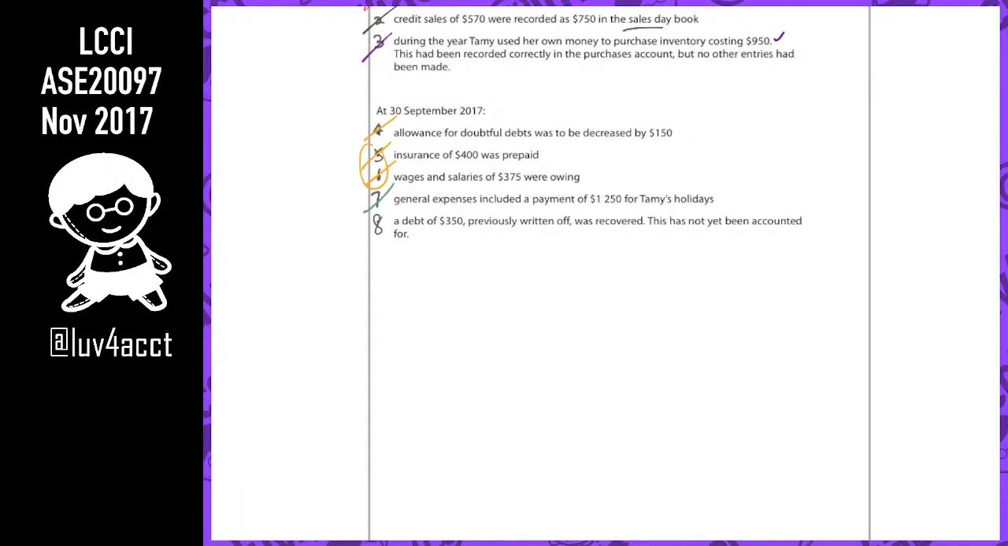Last item. A debt of 350 previously written off was recovered. This had not been accounted for. So we have an irrecoverable debt recovered, previously written off, so it is not in the same year. This 350 should be in a separate income account, and a receipt.